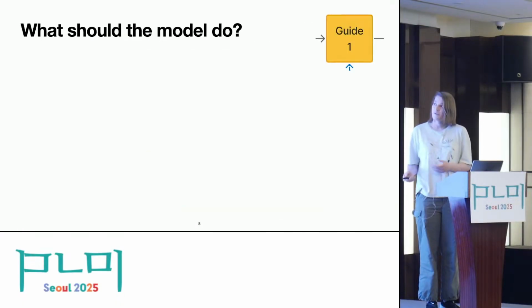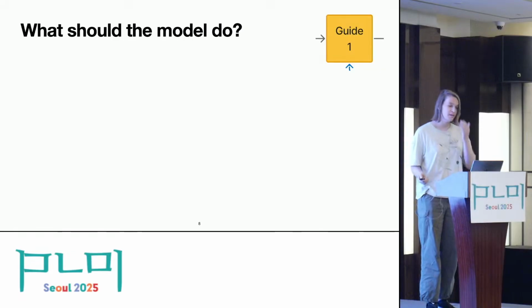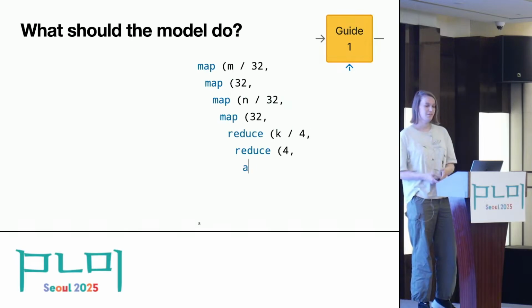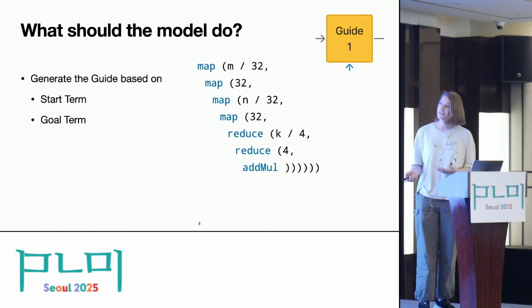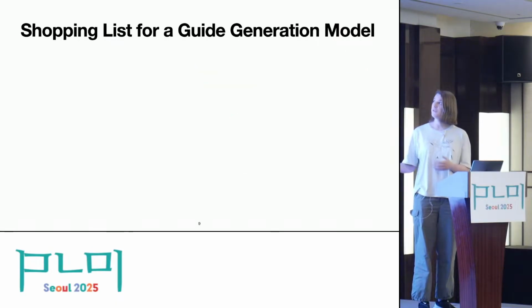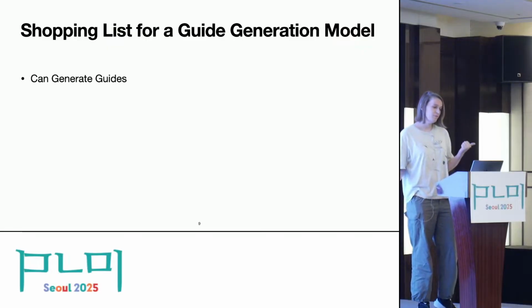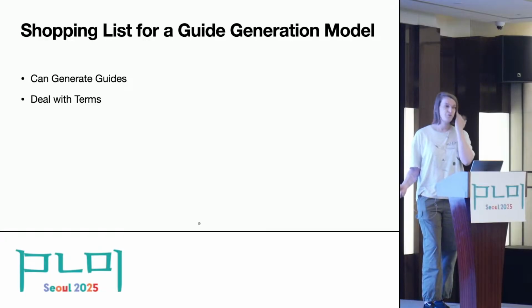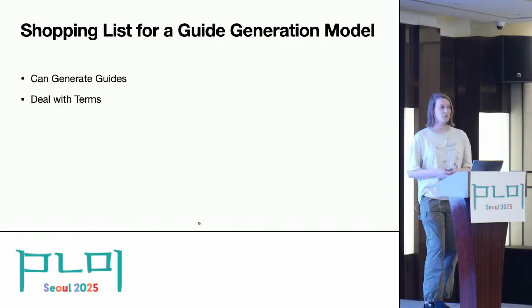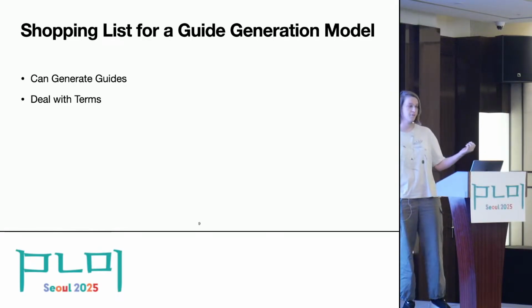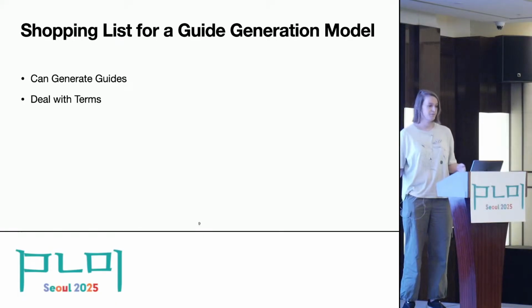So let's think about what the model should do. Well, it should generate a suitable sketch, ideally based on the start and end goal term. So what do we need from the model? Of course, generate guides. That's why you're here. It can deal with terms, and that's very interesting because terms are not inherently flat text as you would expect from a large language model, but they have a tree structure.